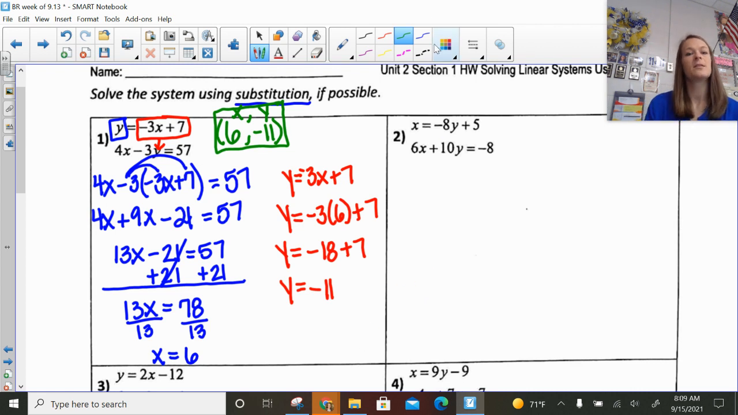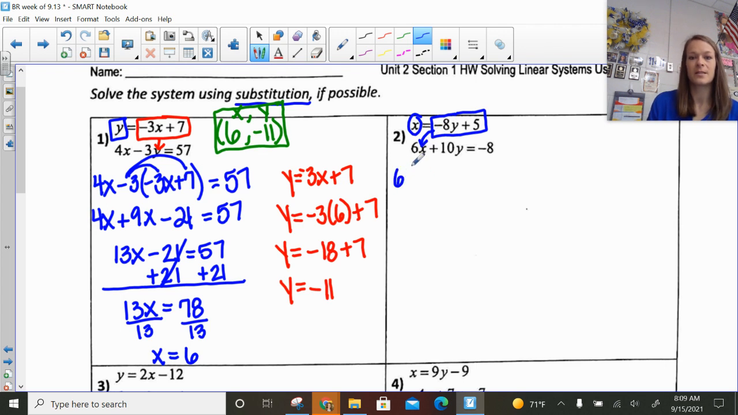Okay, so let's look at another example. Again, I'm looking for what variable is by itself. When you're looking here, this x is a lonesome little x. It is completely by itself. So I am going to take what it equals and plug this one in for x. Last time we plugged in for y because it was y equals. This time it's x equals. So I'm going to plug all this in for x.